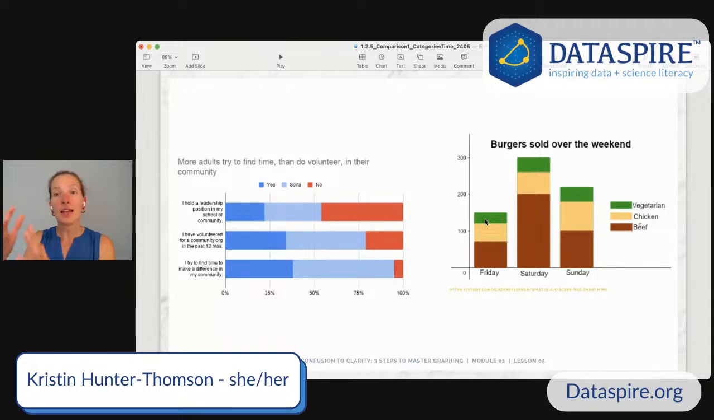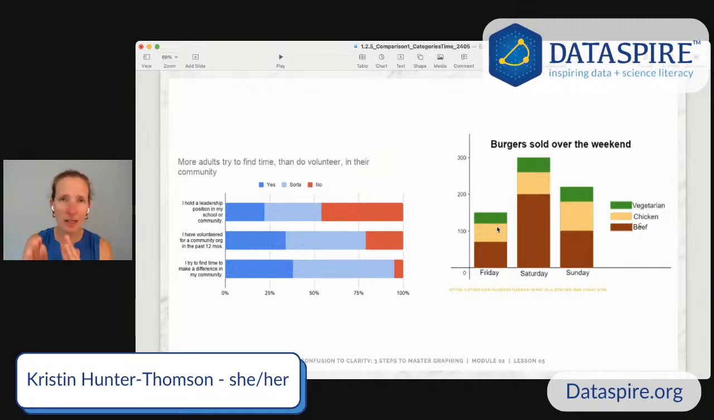But it also gives us the possibility of looking at absolute values. It makes it harder to see proportionally, are the vegetarian burgers sold on Friday similar to or different proportionally to those spent on Sunday, because the width of it is different, because the absolute value, the total number of vegetarian burgers sold on Sunday was more than it was on Friday. And so that's where it gets a little bit different.